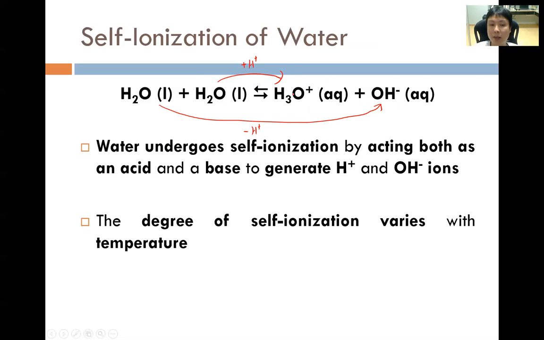So in this context, this is the base and this is the conjugate acid, and this is the acid and this is the conjugate base. Okay, so this is called self-ionization because it's acting both as an acid and a base to generate both H+ and OH- ions. The degree of self-ionization varies with temperature. In general, if you go to a higher temperature, it will form more of the products.